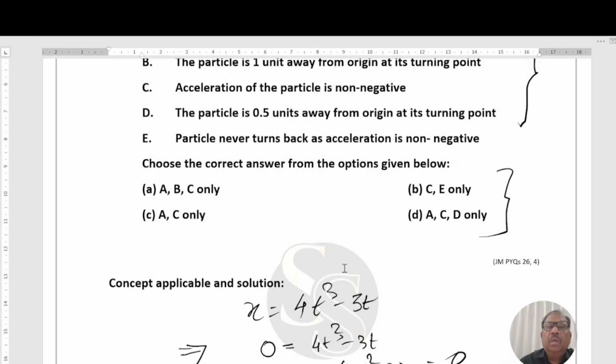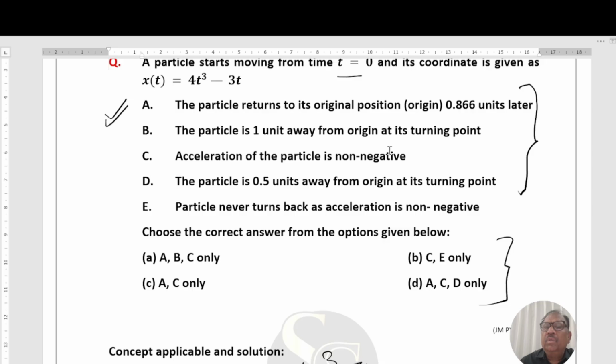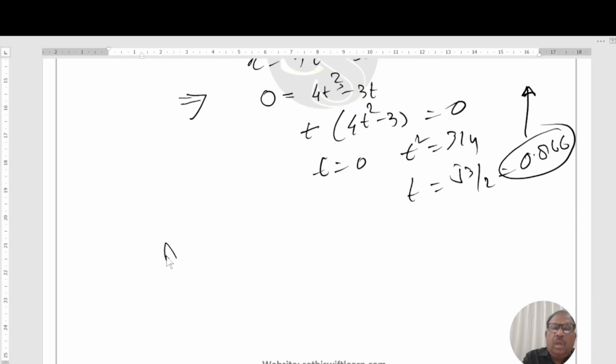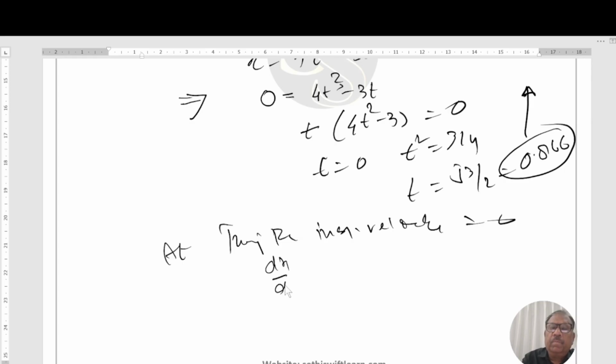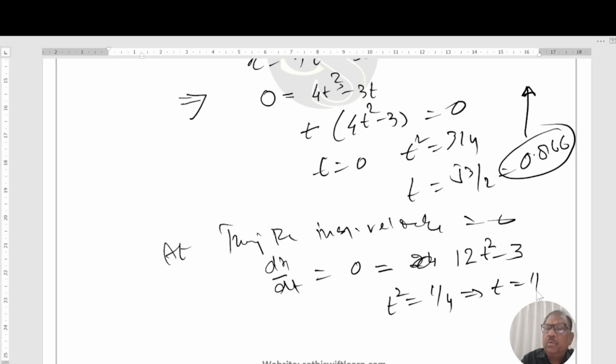Then, the particle is 1 meter away from origin at the turning point. At turning point, instantaneous velocity will be 0. Therefore, dx by dt equal to 0, that is 12t square minus 3. So this comes out to t square equal to 1 by 4. T comes out to be 1 by 2.